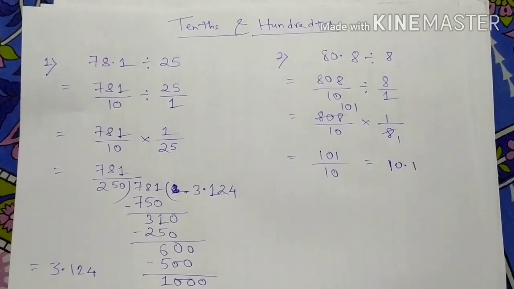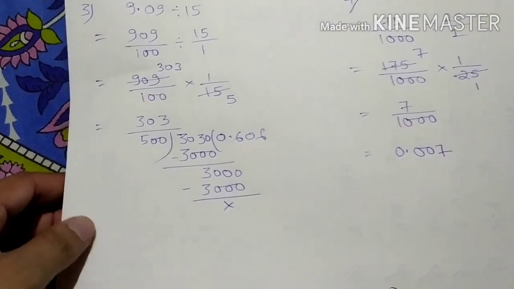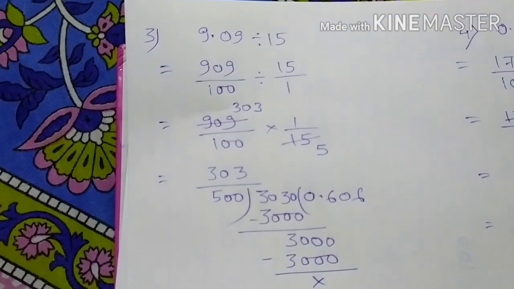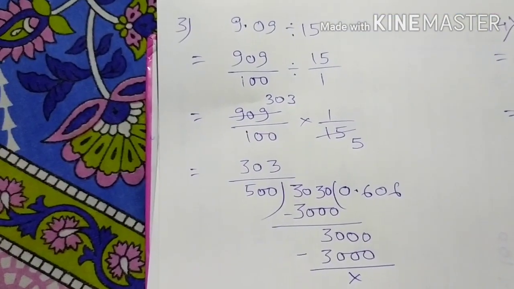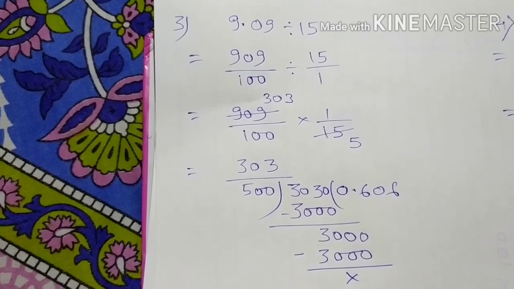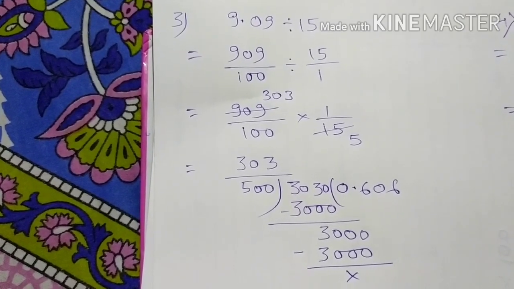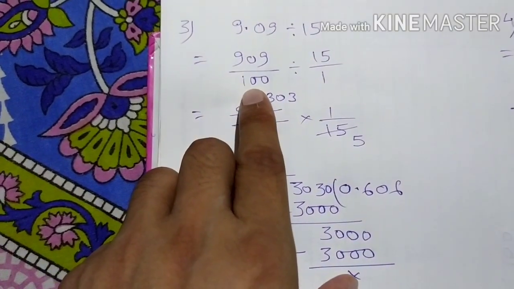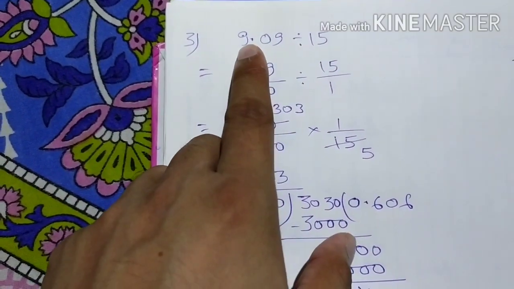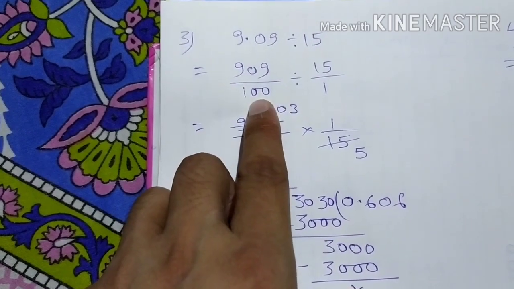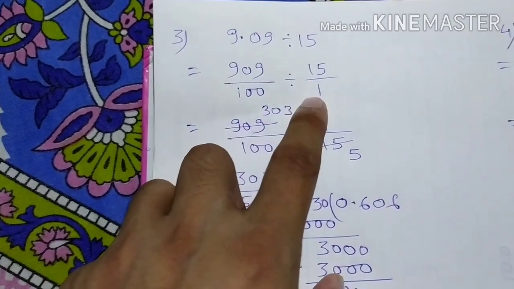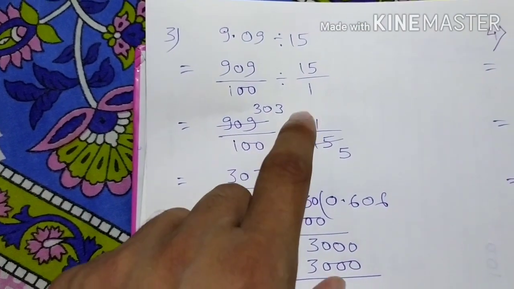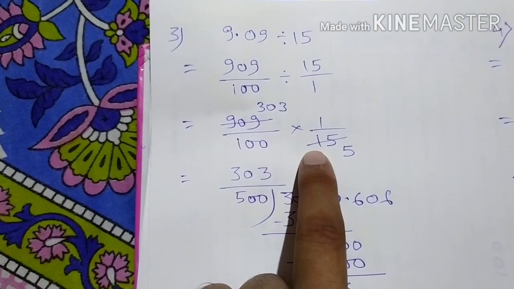And another two questions also there are. Question number 3 and question number 4. So let's start question number 3 first. 9.09 divide 15. Now this one will be 909 by 100. Now why is it coming 100? Because after point there are two digits, so 2 zeros, so 100. Divided by 15 by 1.